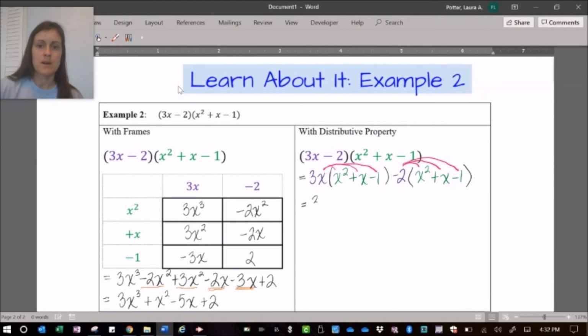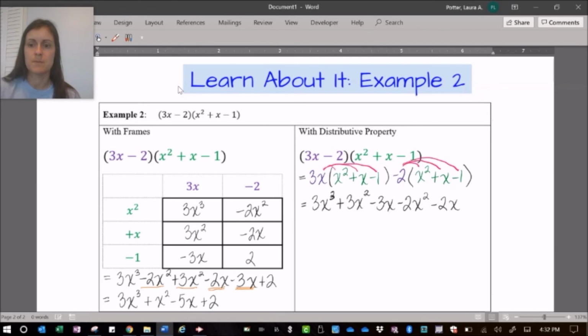3x times x squared is 3x to the third. I keep doing that, I keep making that mistake. I'll have to remember not to make that again. 3x times x is positive 3x squared. 3x times -1 is -3x. -2 times x squared is -2x squared. And -2 times x is -2x. And -2 times -1 is +2.